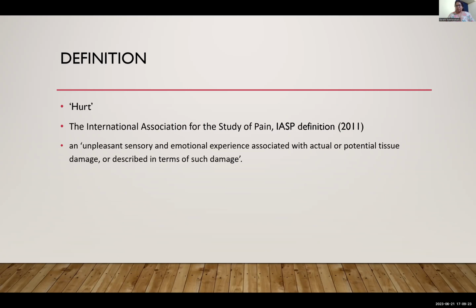Okay, so we tell the patient and the family that there could have been tissue damage inside, organs could have been damaged inside. So that's a potential tissue damage. So there's a possibility of damage inside, or described in terms of such damage. So what is this described in terms of such damage?